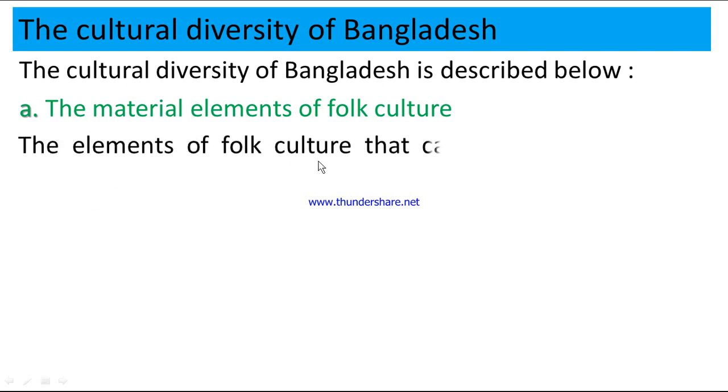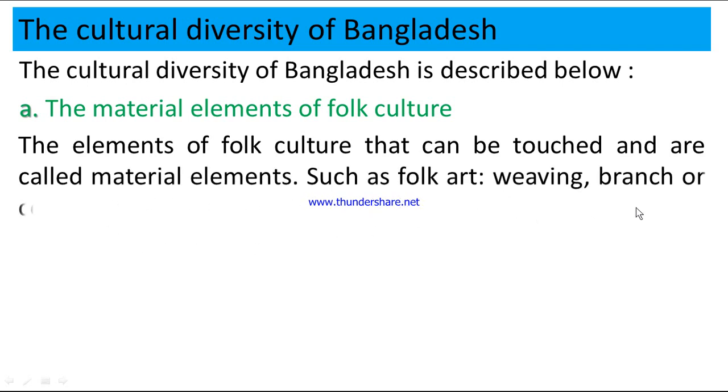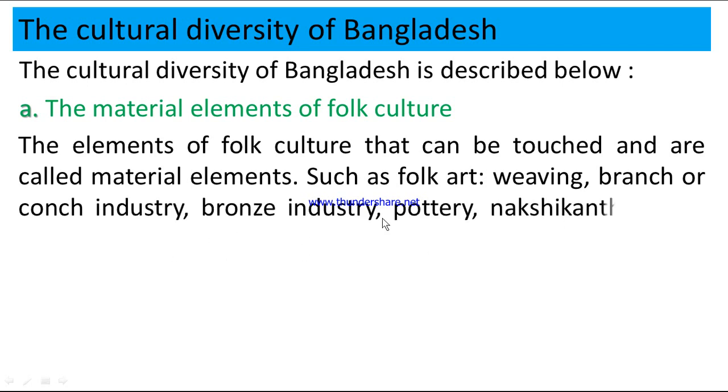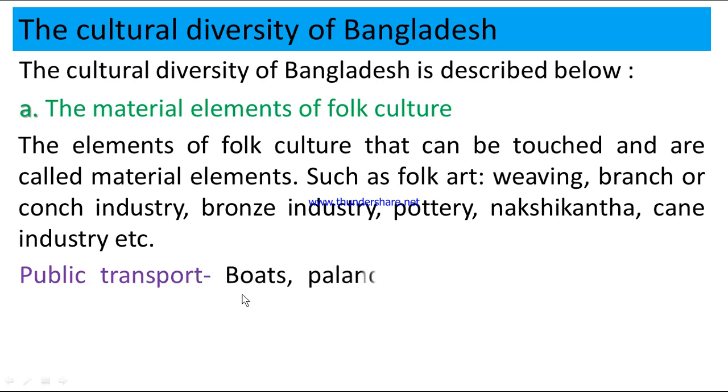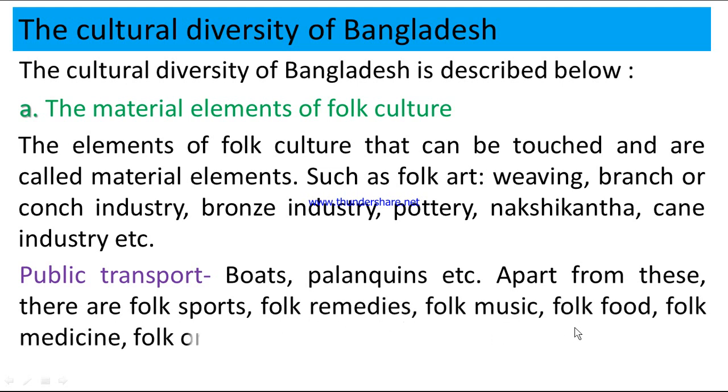The elements of folk culture that can be touched are called material elements, such as folk art, weaving, bronze or conch industry, pottery, nokshikatha, cane industry, etc. Public transport, boats, palanquins, etc. Apart from these, there are folk sports, folk remedies, folk music, folk food, folk medicine, folk ornaments, etc.